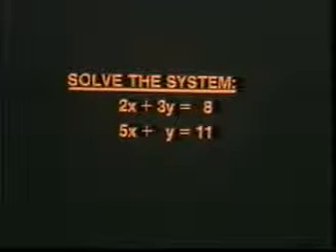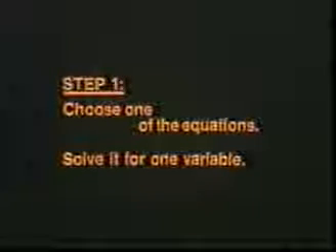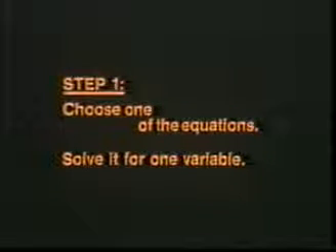Here's a system of simultaneous equations in two variables, just what we need. We'll solve it with no graphs in 4 steps. Step 1. Pick an equation and solve it for one variable. In other words, treat it like a formula and solve it for one letter in terms of the other letter.